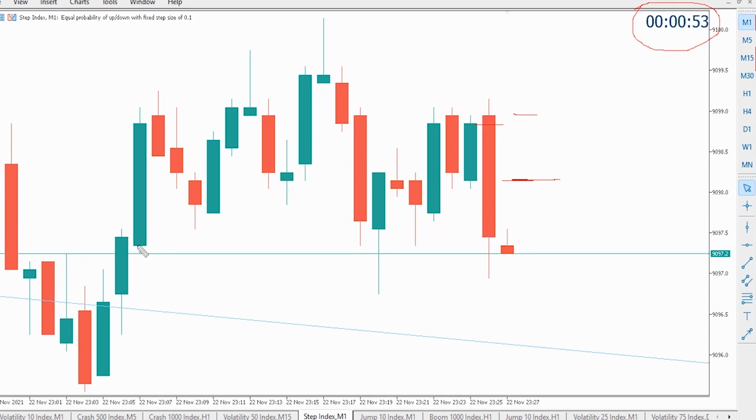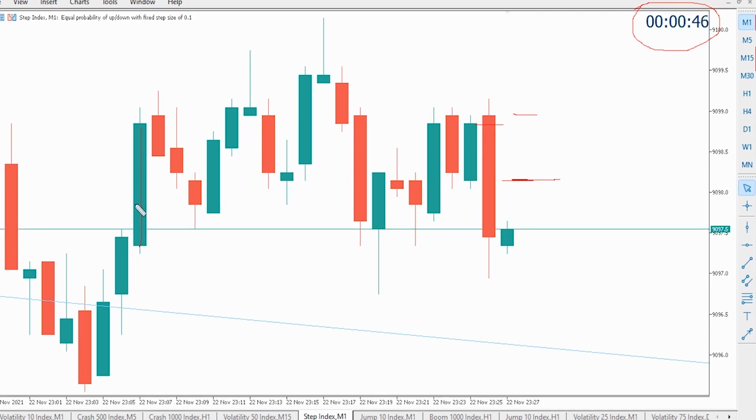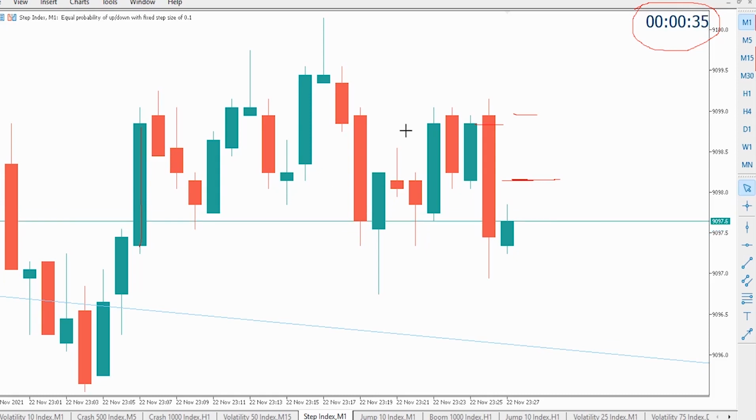When we have a long green candlestick like this, it means more buyers came into the market and they're pushing the market up. Not just pushing the market up, they're pushing the market with a very strong momentum. So I believe with this, I've been able to do justice to candlestick formation.